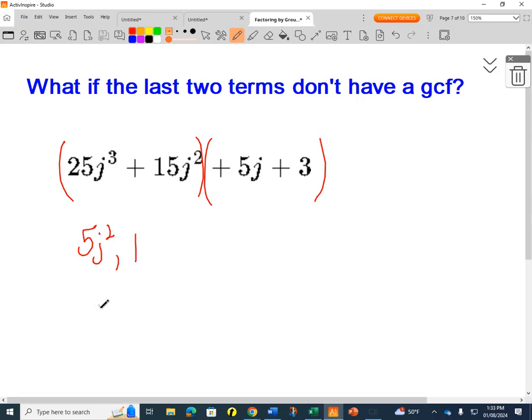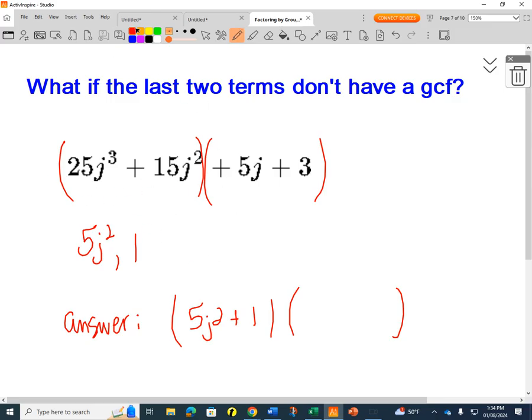Step 3 says our first binomial factor is the sum of those two greatest common factors. So our first binomial factor in our answer is going to be 5j squared plus 1. We need another binomial factor. How are we going to find that? Very good. Divide those first two terms by the GCF.